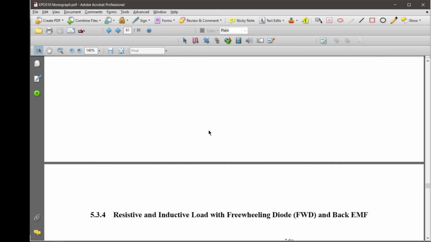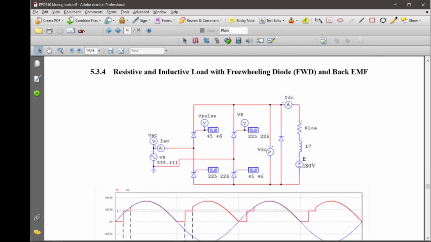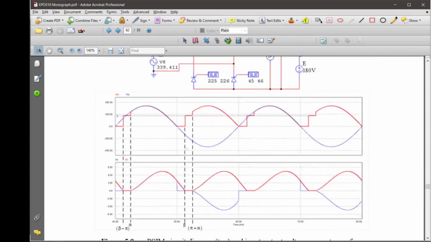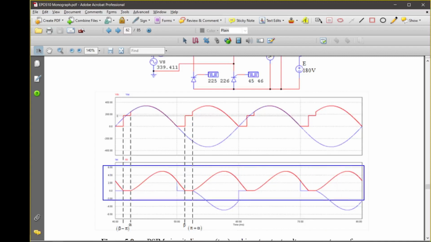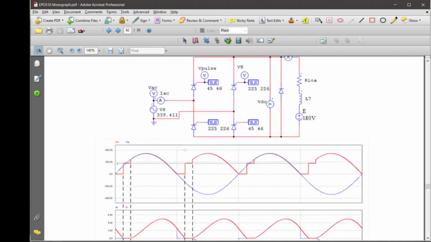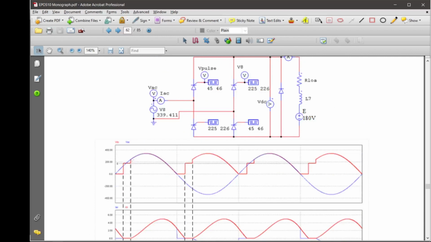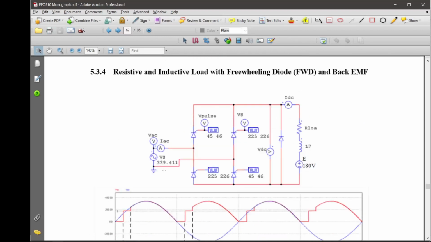Okay, and next with a back EMF. Okay, you can explain this. For back EMF operation, the current is always discontinuous. Why? This large voltage here will force the current to become 0. Without that voltage, yes, the current can be continuous. But because usually we have a very large voltage here, the current will go to 0.